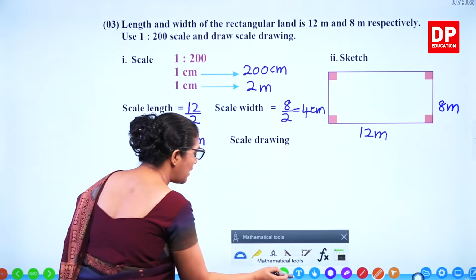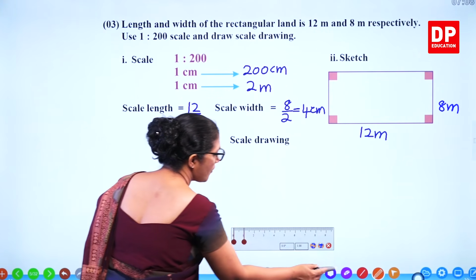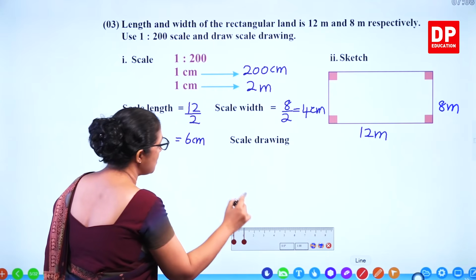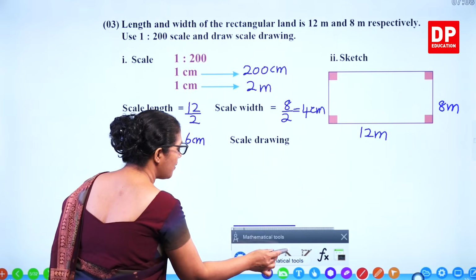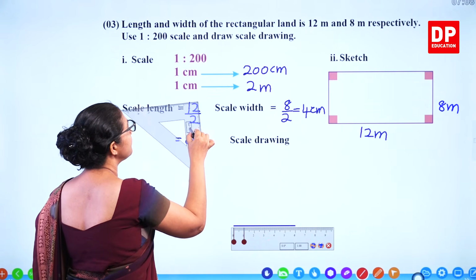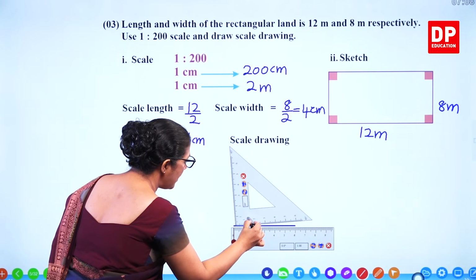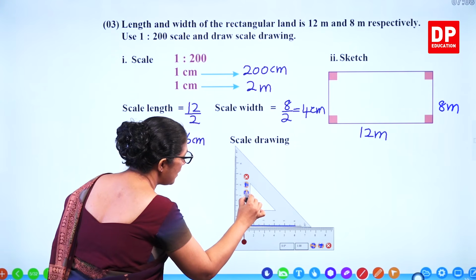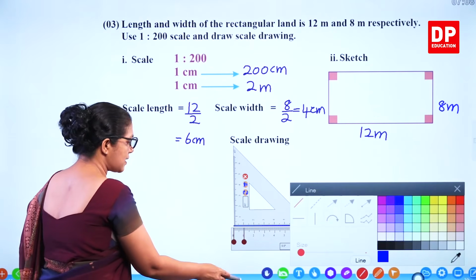So again take the ruler. You can measure 6 centimeter length. So we'll start from here to here, 6 centimeter length. Then take the set square and you can draw the perpendicular line. So you need to keep the set square on top of this line and draw the perpendicular line.